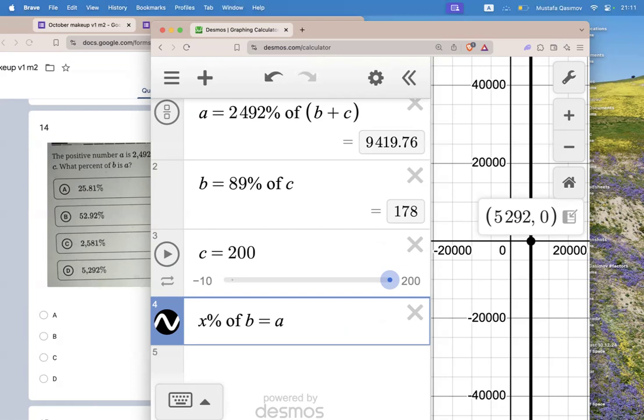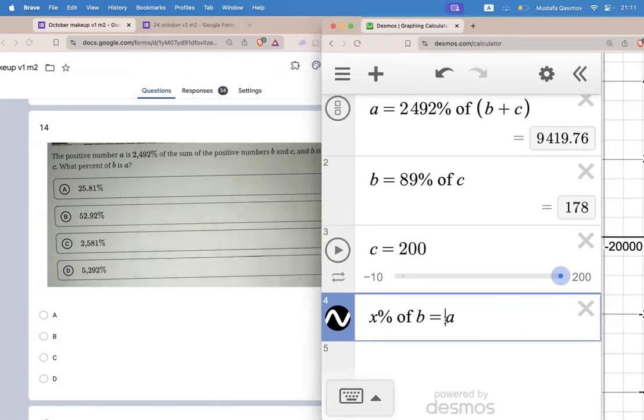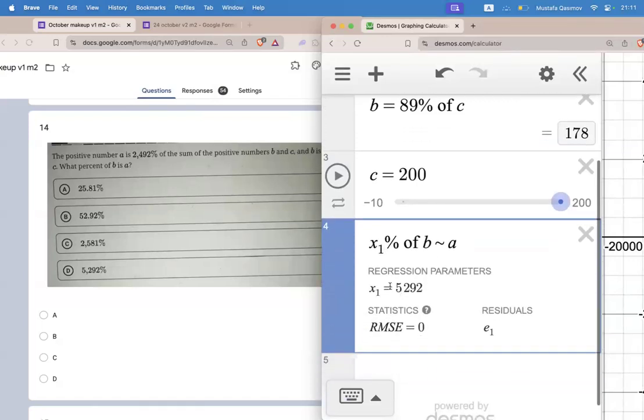Okay, so for 14 answer is D. Let's continue. Also, if you want, you can do it like this, I think. So from here, you will get the answer automatically.